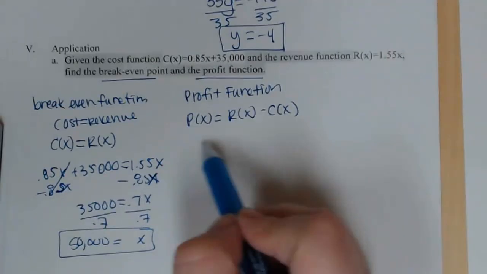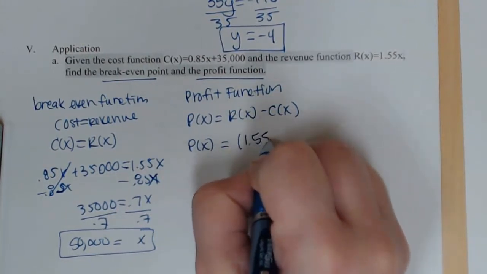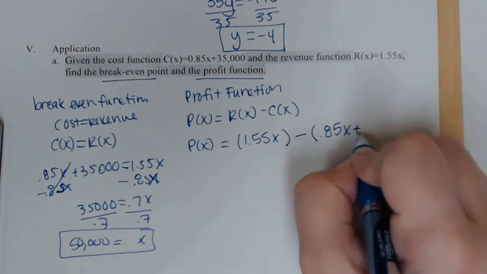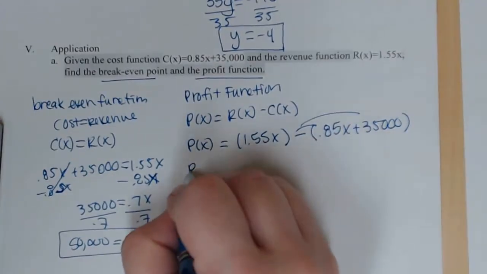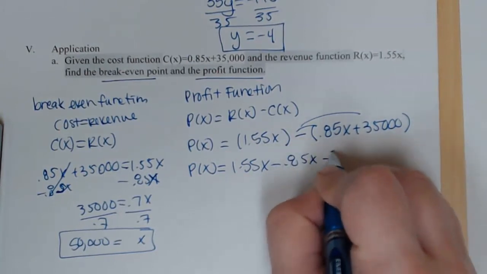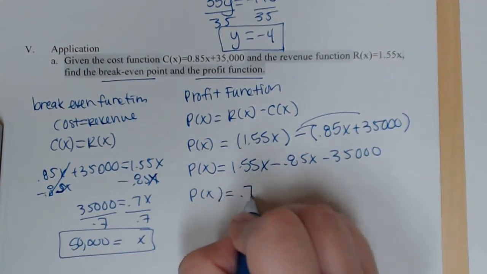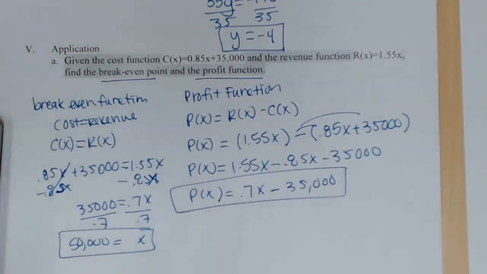But I want to figure out, when do I make profit? So to find my profit function, I'm going to take my revenue function, 1.55x, and subtract out my cost function, 0.85x plus 35,000. So distribute that negative. That gives me 1.55x minus 0.85x minus 35,000. So my profit function is equal to 0.7x minus 35,000. So kind of a break from systems, but still into the applying of this depending on what we would have to do next with it.